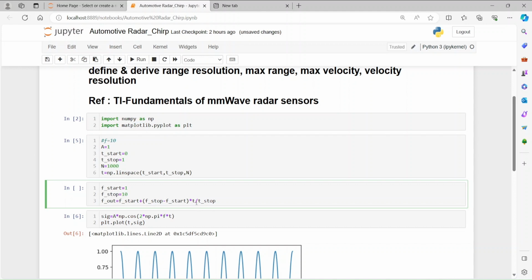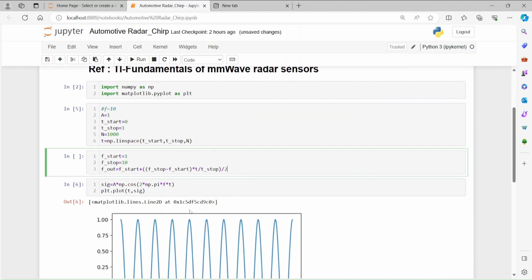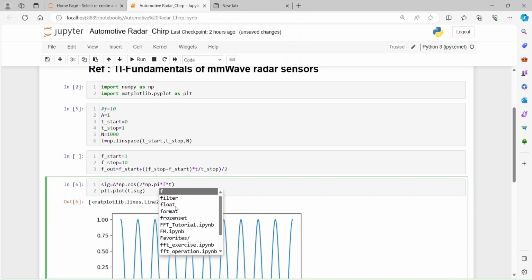Since we are going to use the instantaneous frequency, we just need to divide it by 2. So we have the f out. Instead of using this f in the sinusoidal signal we had at the beginning, we are just going to replace it with f out.